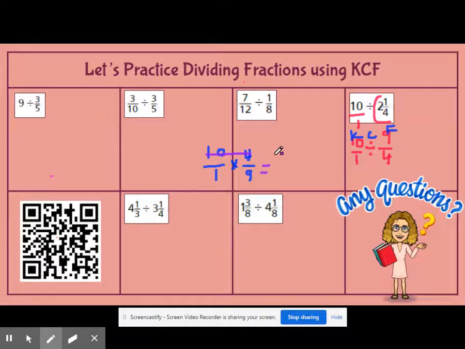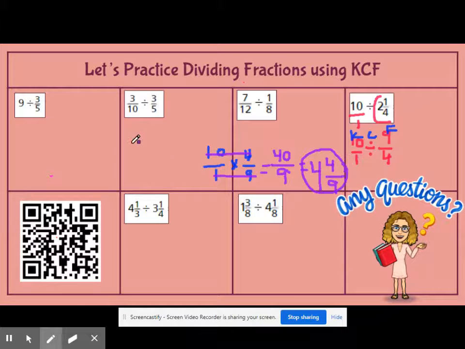10 times 4 is 40. 1 times 9 is 9. Now, same thing, this is improper. I have to think, how many times can 9 go into 40? Well, count. 9, 18, 27, 36. It can go in 4 times. When it goes in 4 times, that got me to 36. So I still have 4 left over out of 9.